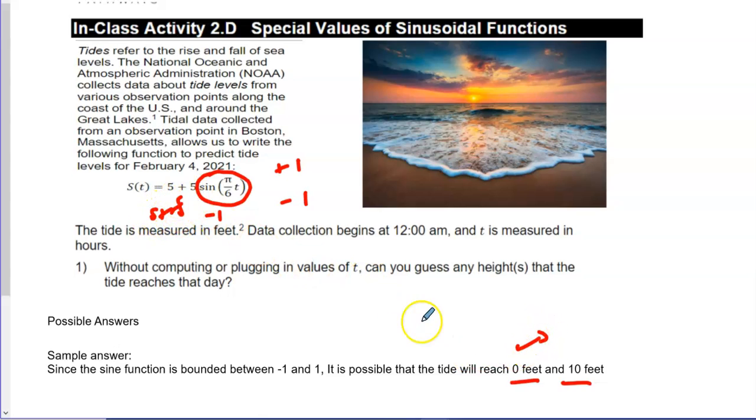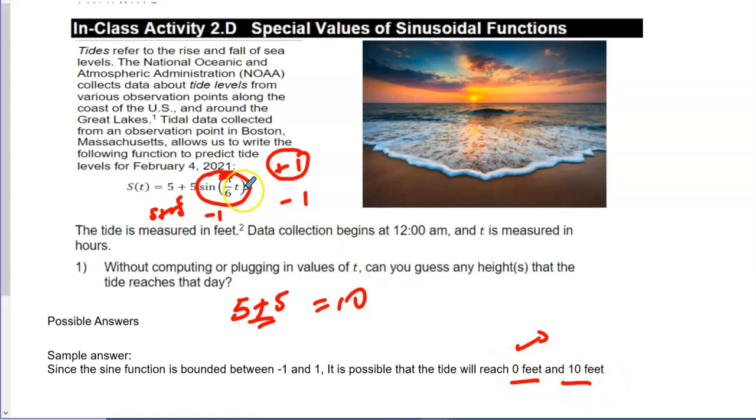Now, if we take the maximum point that it can go, we are going to get 5 plus 5, because this part is going to be 1. This part is going to be 1, and 5 plus 5 is going to be 10, and that is 10 feet.